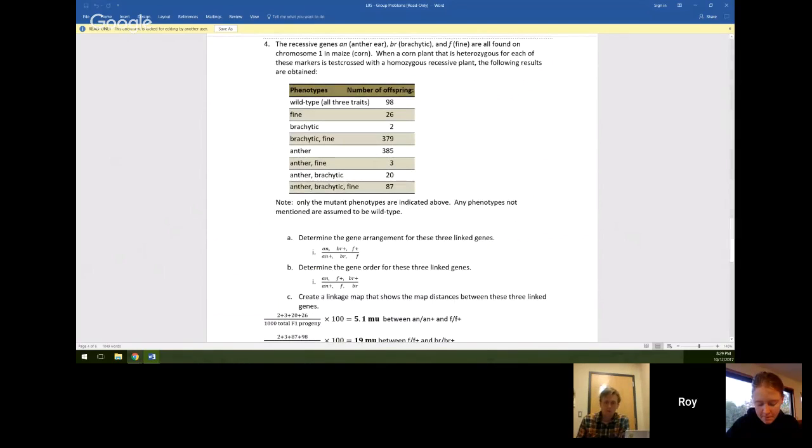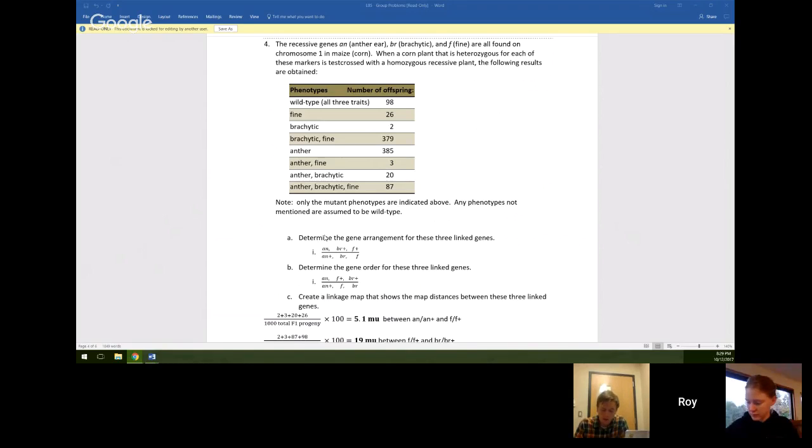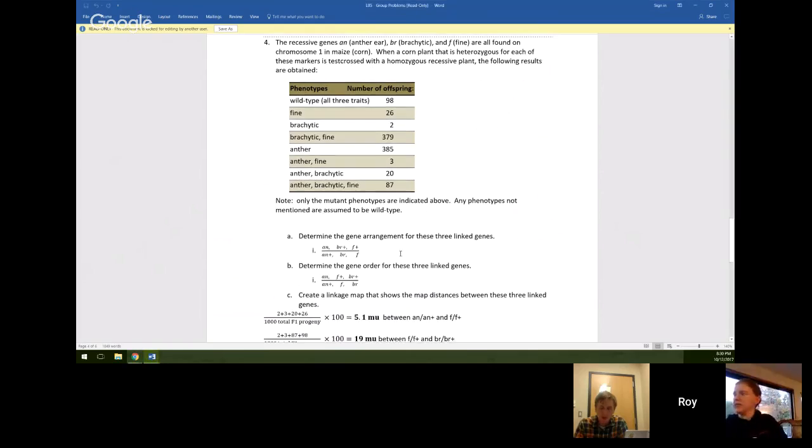All right, so for number 4, it's very similar to the first 3. So first we're going to find the allele arrangement. The allele arrangement for this one was AN positive BRF over AN BR positive F positive. And then for B, I got AN positive BF over BR positive AN positive.